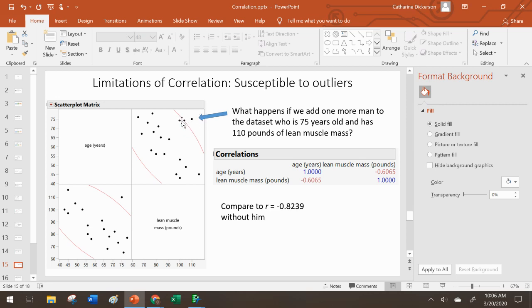So it'd be a good idea to check, if you have the means to do so, is this a legitimate value or not? Or maybe was this a typo? If you mixed up your digits, maybe it belongs over here with the rest. Then again, maybe this old guy is a bodybuilder.